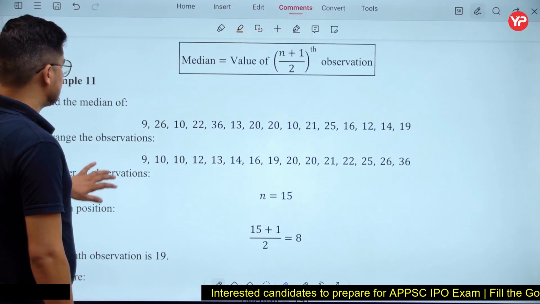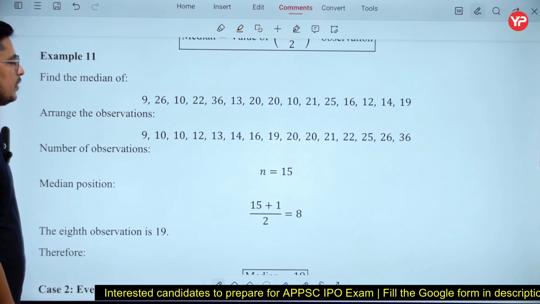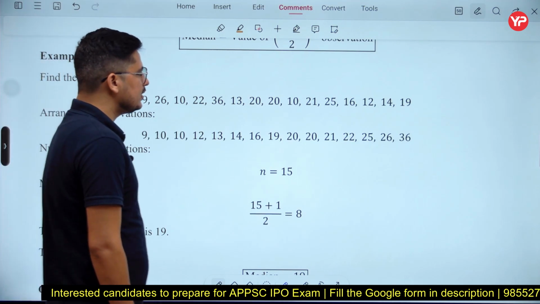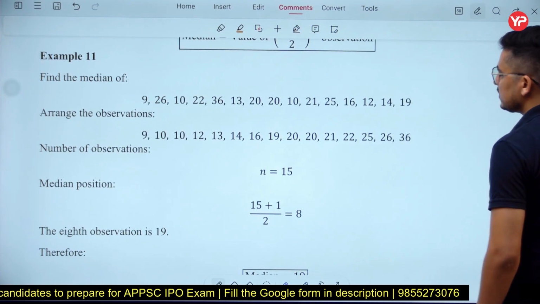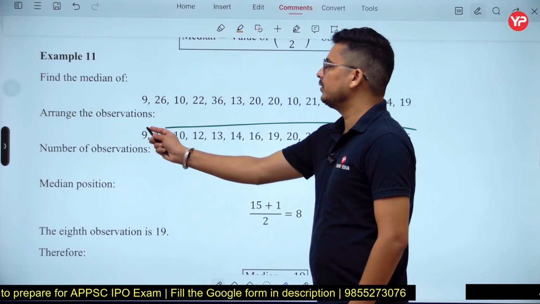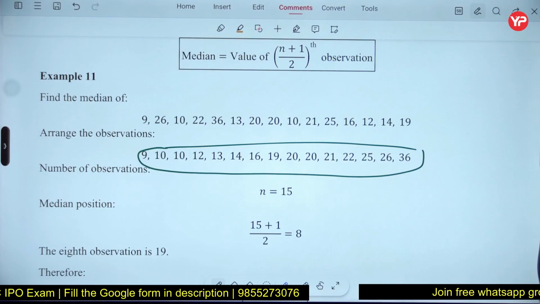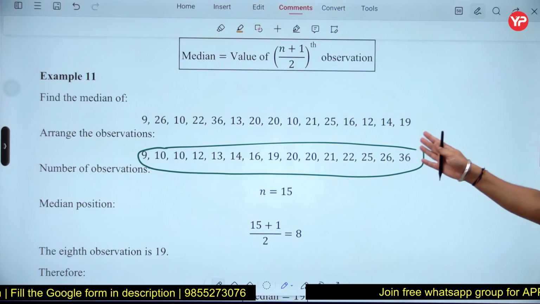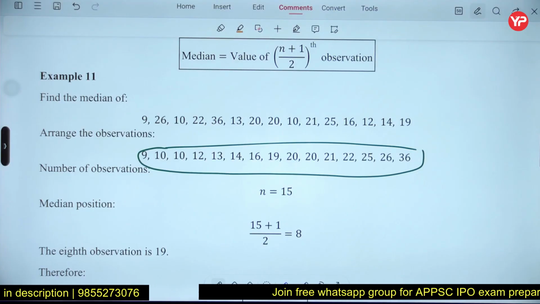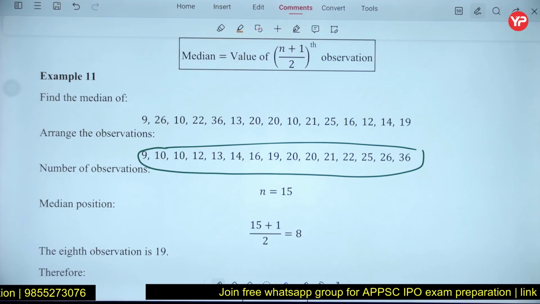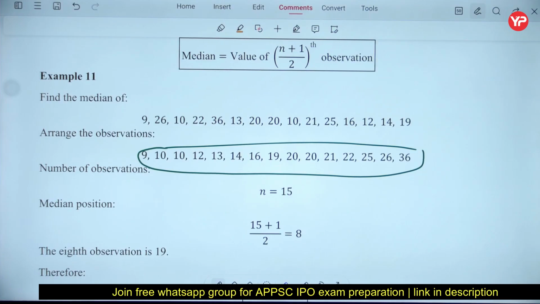Now let us take an example. These are the observations given to you. First thing, we arrange the given data in ascending order. As we arrange it, it becomes 9, 10, 12, 13, 14, 15. This is the complete observation. Now first I check how many observations there are. If I check here, the number of observations is 15.